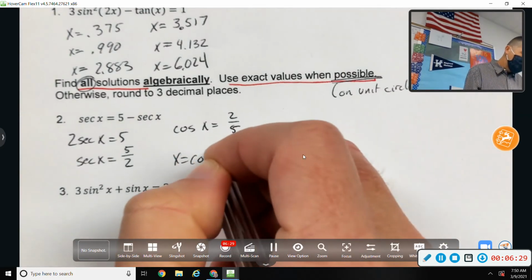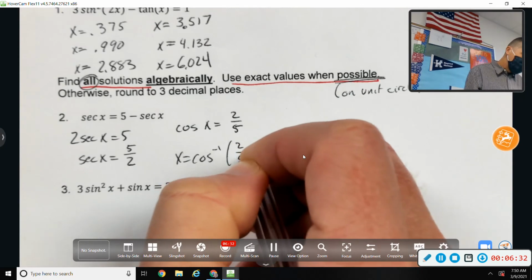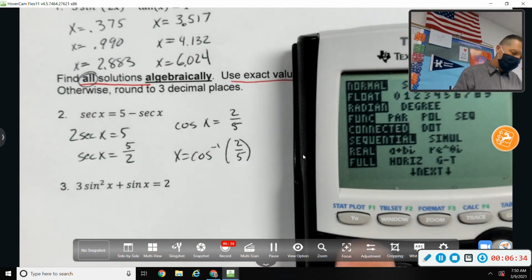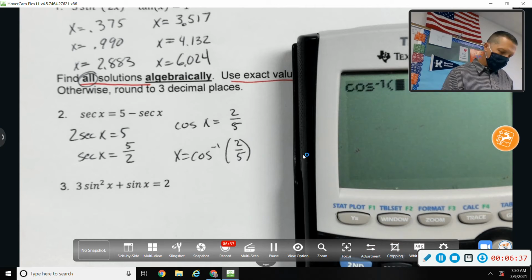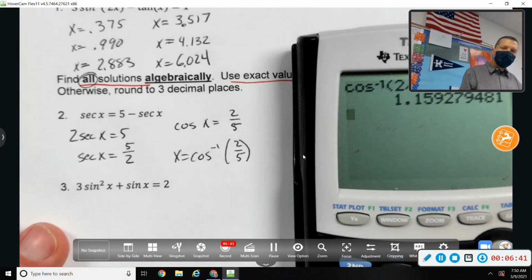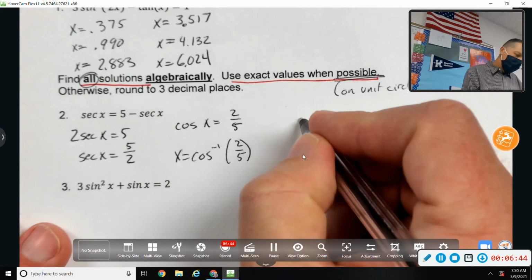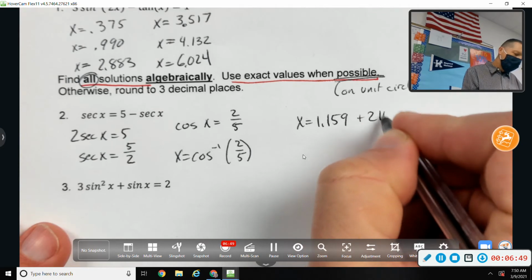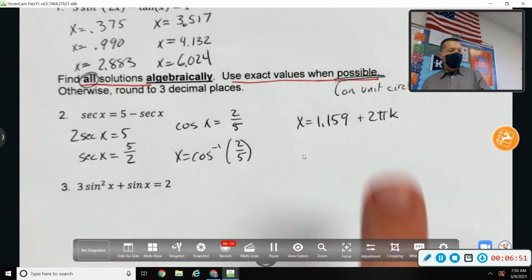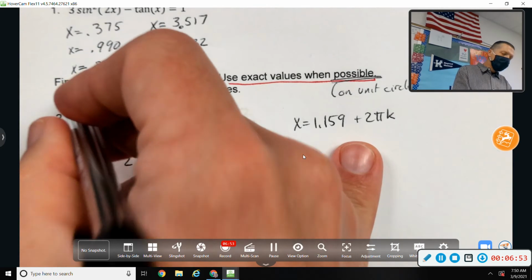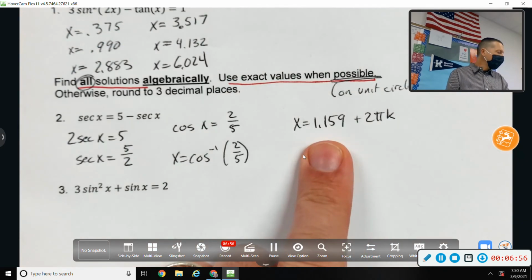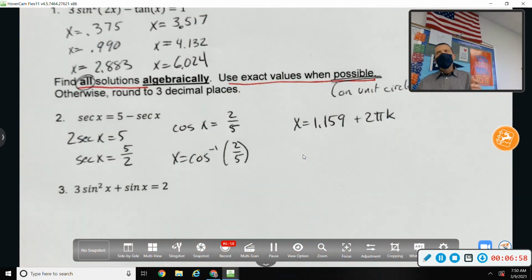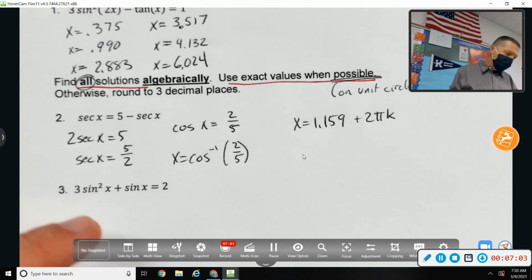So inverse cosine of 2/5. Inverse cosine of 2/5. 1.159 plus 2 pi k. So there's a couple things to remember. The plus 2 pi k, because all solutions. 1.159 is the answer my calculator gave me, but there's another answer floating out there. The plus or minus. For cosine, it's plus or minus.